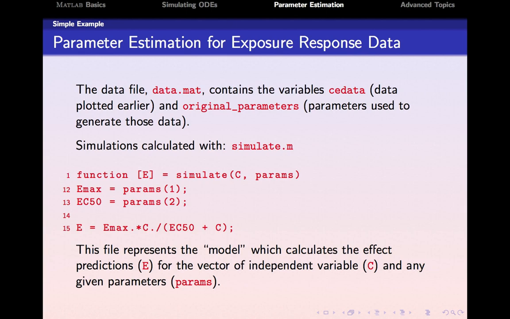I have an M file, which is a function called simulate.m, and what simulate.m does is it takes as its input a vector of drug concentrations and the parameters, params, and it calculates my predicted effect for those specific concentrations and a given set of parameters. Okay, and this file is going to represent my model. This is a very simple model, but I think it's here to illustrate the process of optimization in MATLAB.